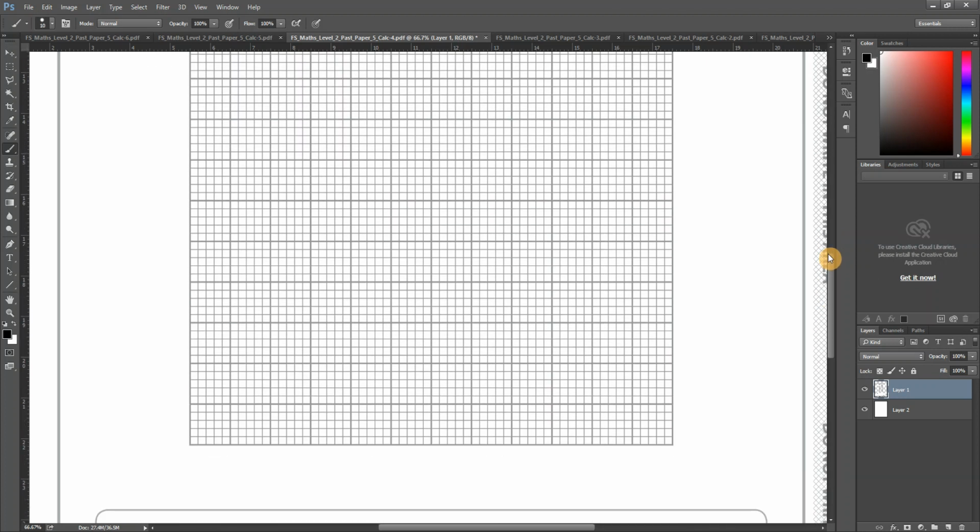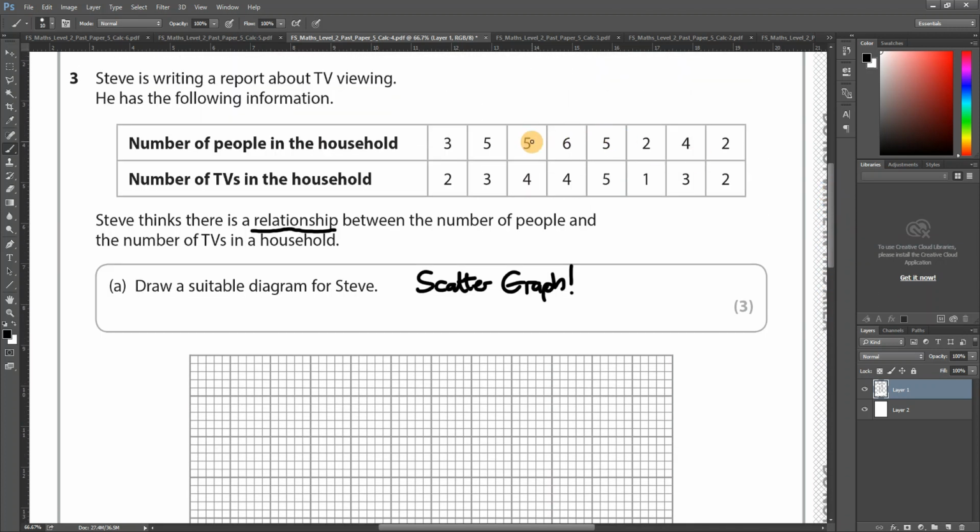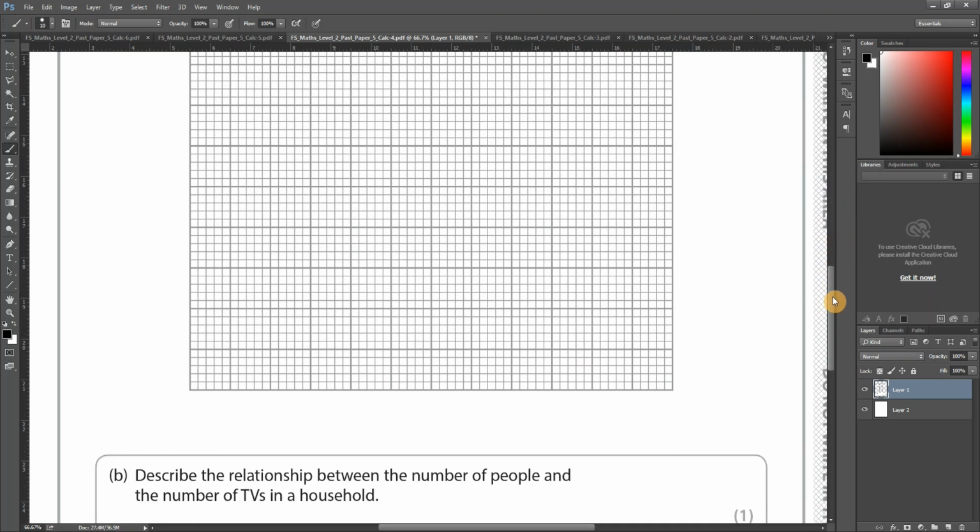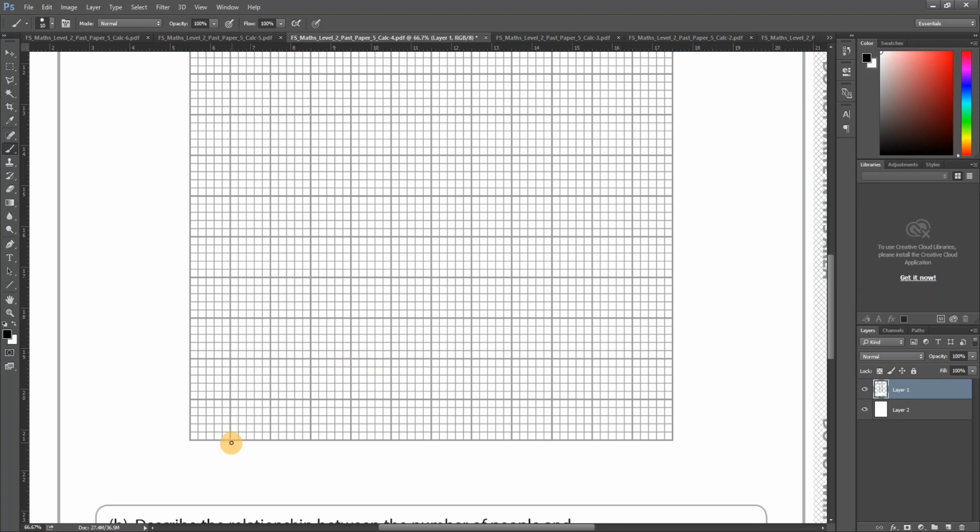Let me just see what kind of scale I can put. So biggest number I've got here is 6. So let me just see how many boxes I've got. 1, 2, 3, 4, 5, 6, 7, 8, 9, 10, 11, 12. So in fact, I'll use every 2 big boxes. Can you see the big box here? I'll do that for 1 unit. That's a 4. That's a 5. And 6 is there.